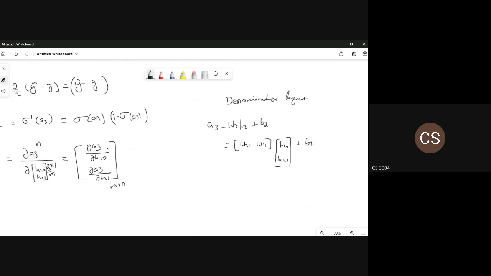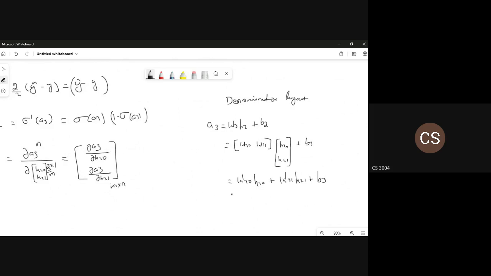Okay. So here we want to compute. Of course, you can once again write things clearly to avoid confusion. W30 H20 plus W31 H21 plus B3. This is what we have. Okay. So now I am computing A3 with respect to H20.